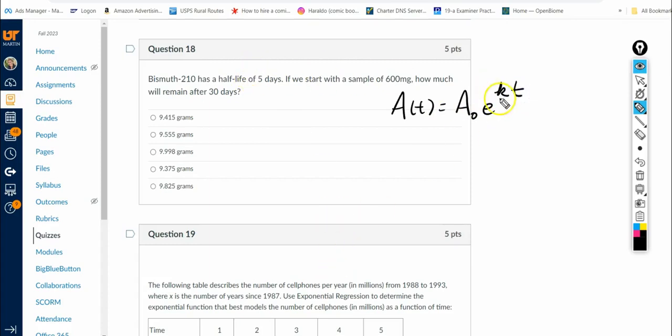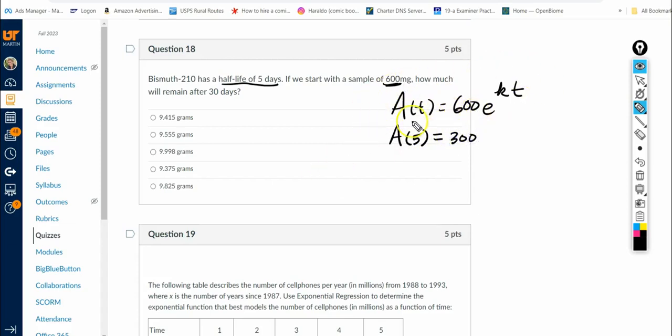And this is a decay problem, so our k is going to be negative. Now we start with a sample of 600 milligrams. So my starting amount is going to be 600, so I can refine that formula. And we're told that the half-life is 5 days. So the amount after 5 days is equal to half of what you started with.